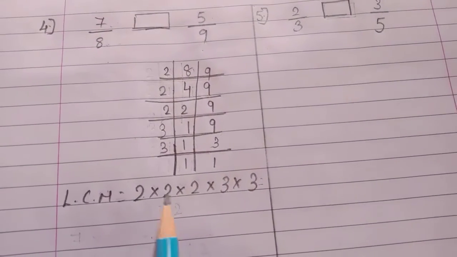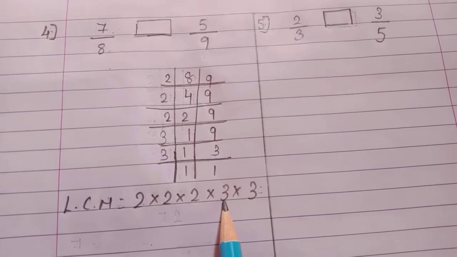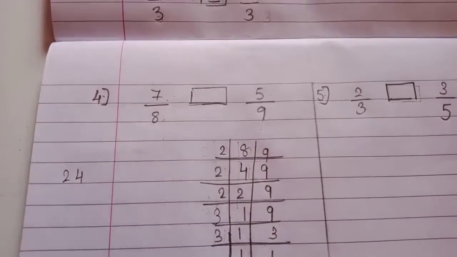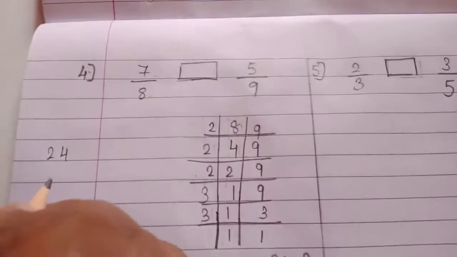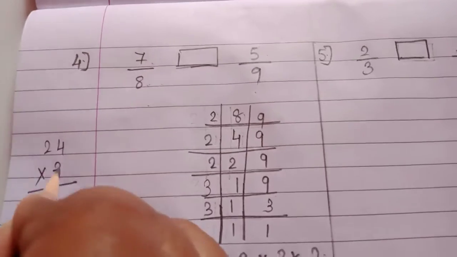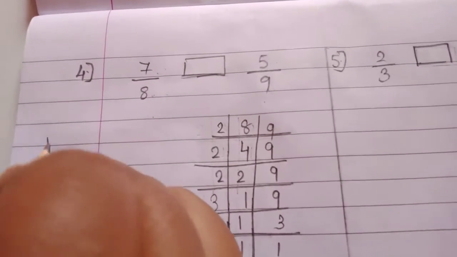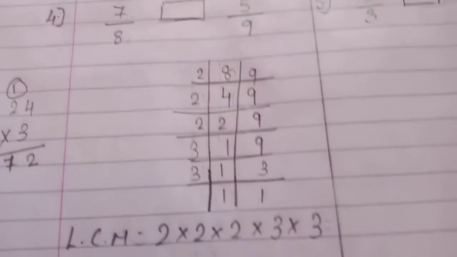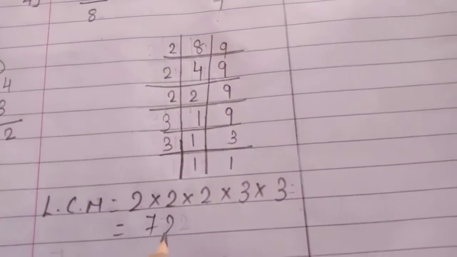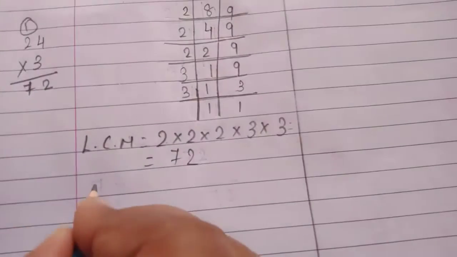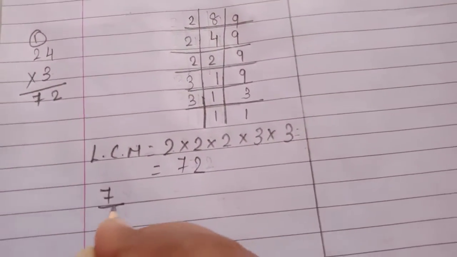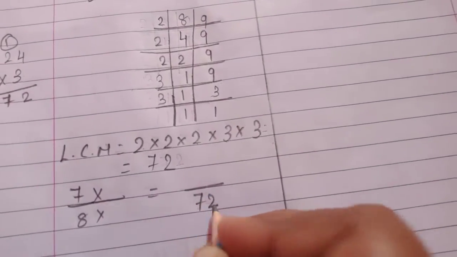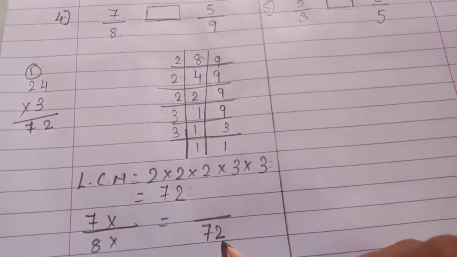2 twos are 4, 4 twos are 8. 8 threes are 24. 24 threes are, 3 fours are 12, so 2 we write down and 1 is carried over. 3 twos are 6, 6 plus 1 is 7. So LCM equals 72. Our first fraction is 7 upon 8. I want the denominator here to be 72. We have to make the denominator the same, 72.